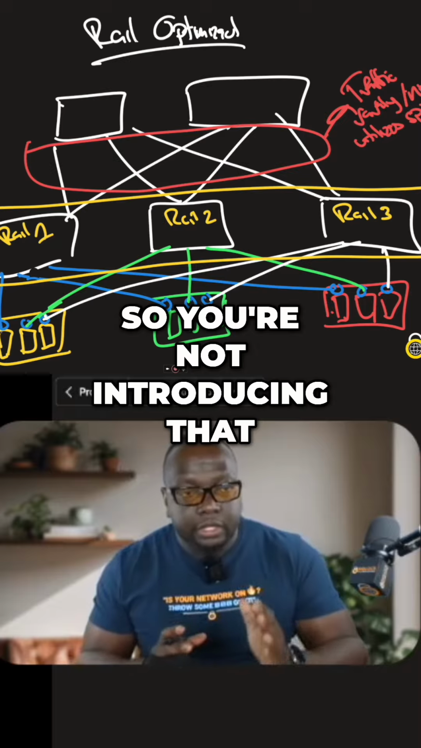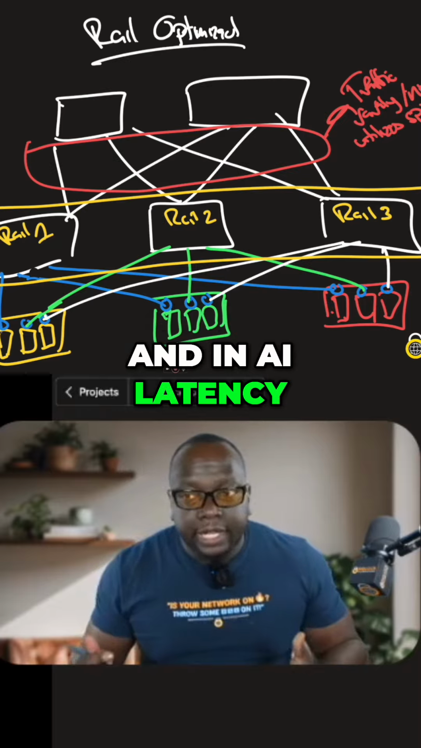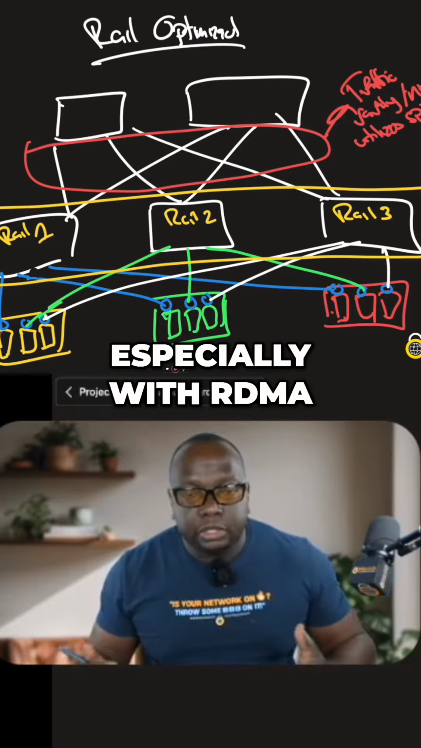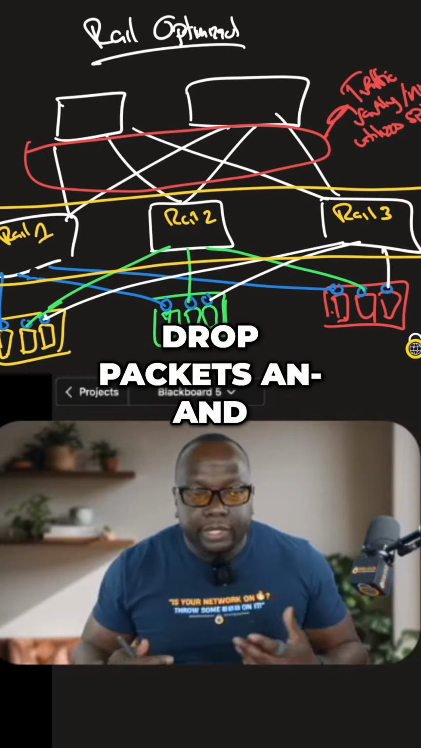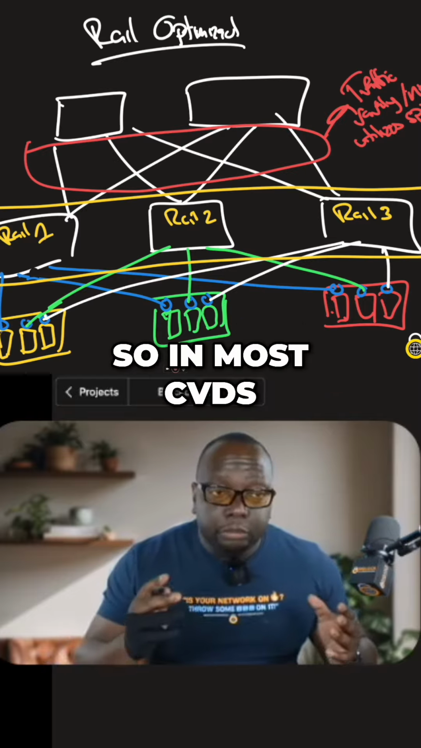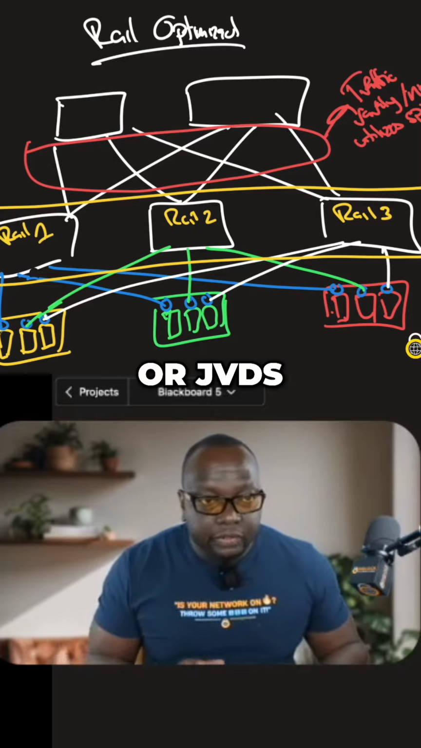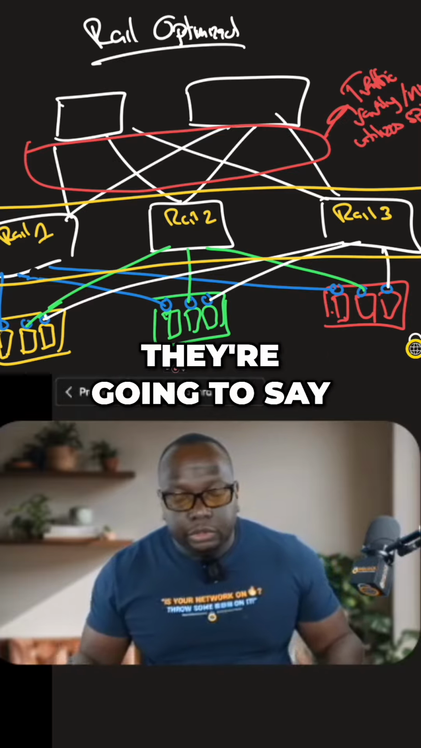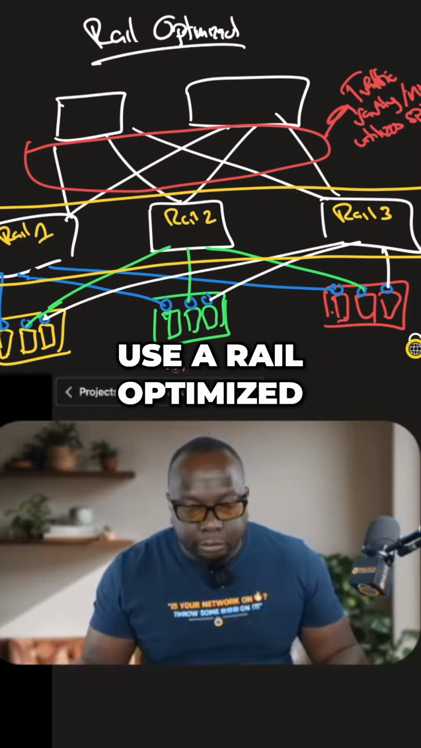So you're not introducing that latency, and in AI, latency is a big thing, right? Especially with RDMA, you don't want to drop packets and stuff like that, because you can bring down the entire system. So in most CVDs, or JVDs for Juniper folks, they're going to say, hey, use a rail optimized design.